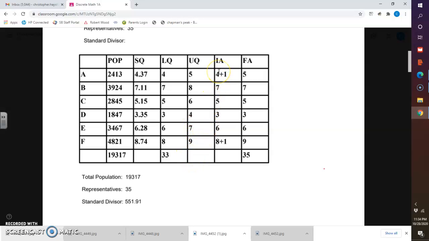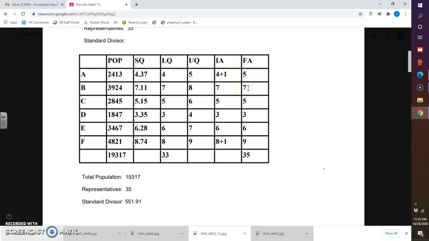My initial apportionment, I literally copy down my lower quota, and what I need to recognize is my lower quota is 2 less than the amount of representatives. So I need to give away 2 more representatives. I give them to the populations that have a standard quota whose number after the decimal point is highest. In this case, 0.74 and 37 are the 2 highest numbers after the decimal point, so they get the 2 additional votes. I add them in the initial apportionment, and my final apportionment should equal 35.